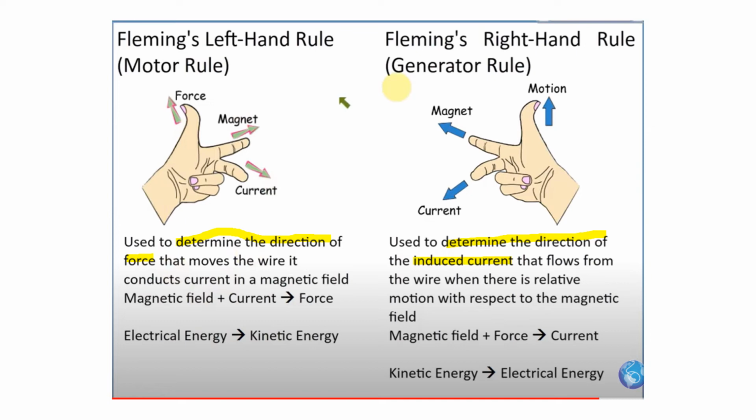For Fleming left hand rule, the magnetic field and current we know, and we have to determine the force. For Fleming right hand rule, the magnetic field and force we have known, and we have to determine the current. For the left hand rule, electrical energy becomes kinetic energy. Right hand rule, kinetic energy produces electrical energy. So by knowing the application of Fleming right hand rule, I hope you can get a clear picture of what electromagnetic induction means.